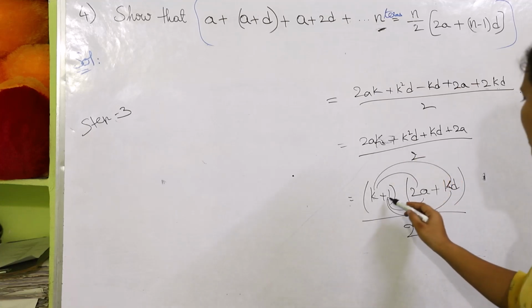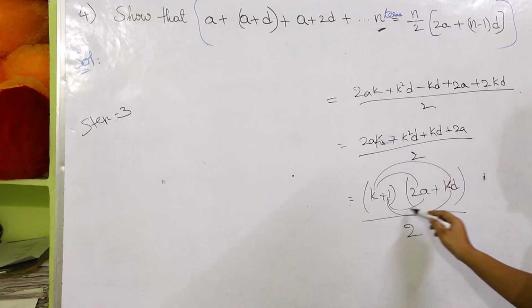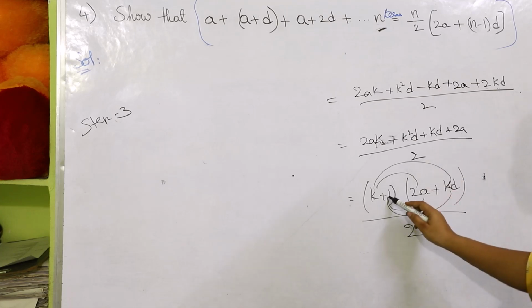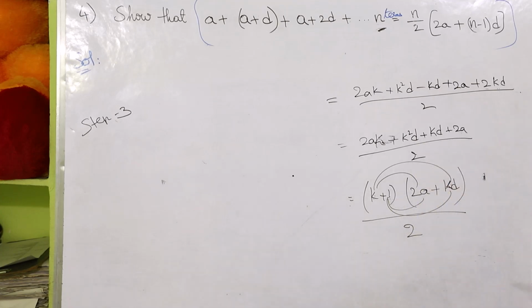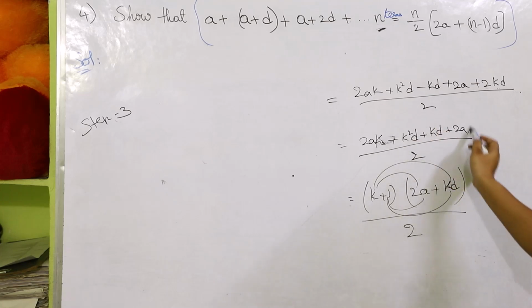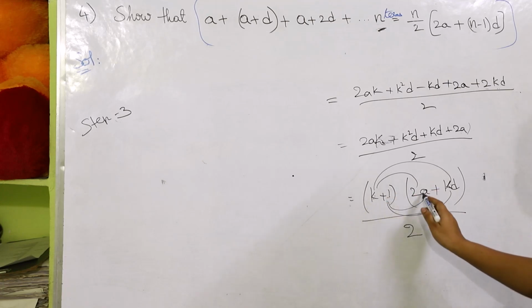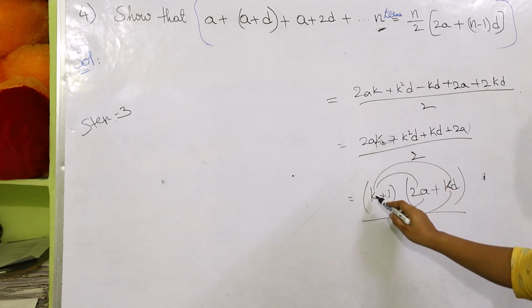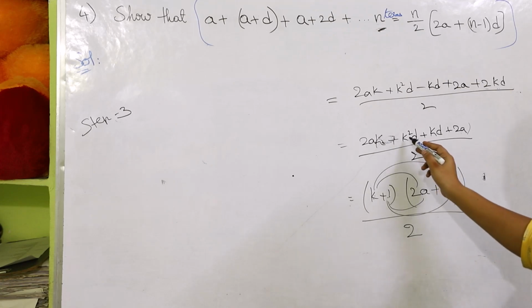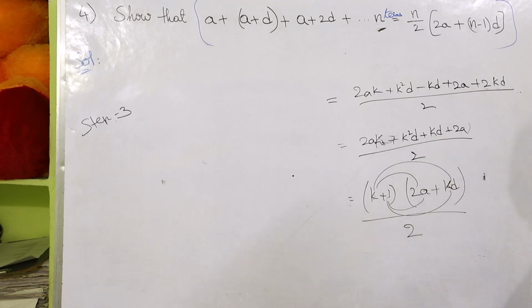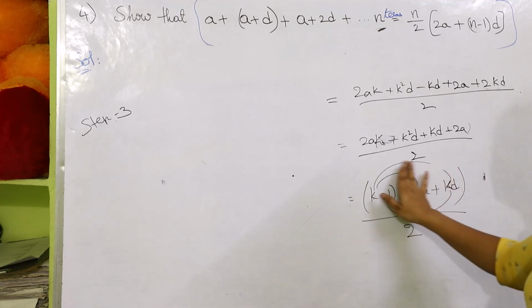Are you getting it? And here you have 1 into 2a, which is 2a. 1 into kd is kd. This is how I have taken common k plus 1 into 2a plus kd from the numerator above. If you multiply k with 2a, you get 2ak. If I multiply k with kd, I get k square d. If I multiply 1 into 2a, I get 2a. If I multiply 1 into kd, I get kd. Clear?